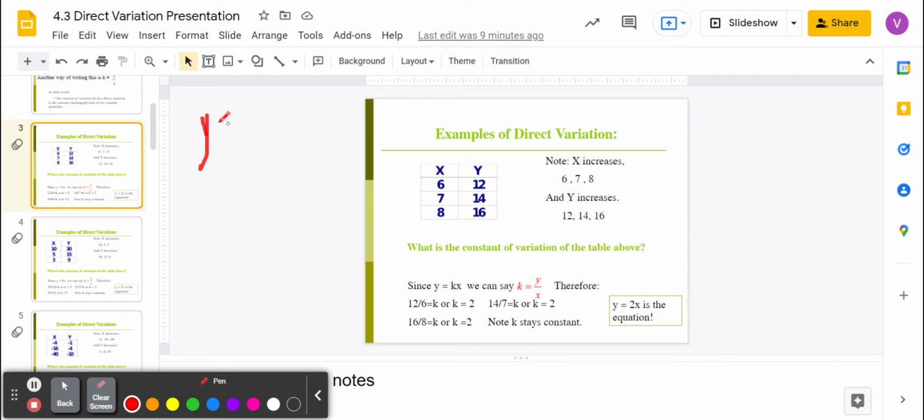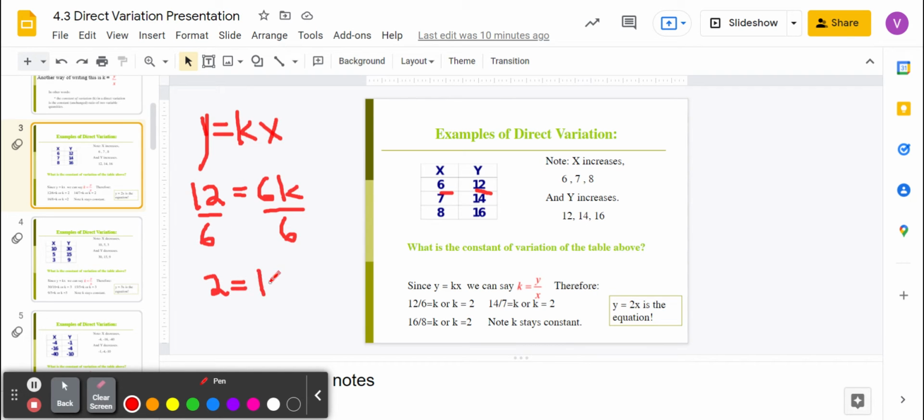We need to start with the original equation, y = k times x, and plug in what we have. Let's take one y value and one x value. y is 12, x is 6, but we really should put it in front of the variable we're solving for. So 12 = 6 times k. This is a one-step equation. Divide both sides by 6, and 2 = k. That's your constant of variation.